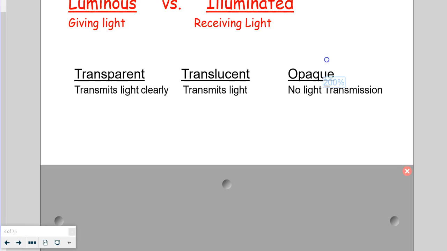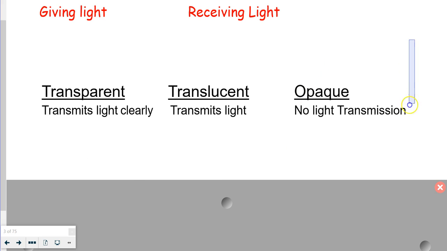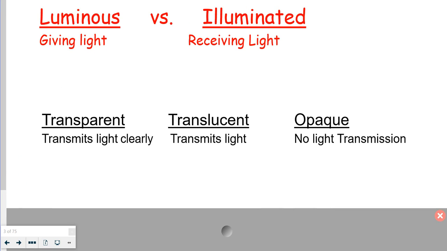Some other terms that we're going to want to know have to do with luminous and illuminated. Luminous means it's giving off light. A light bulb is luminous when you have it. The sun is luminous. Things that receive light are illuminated. So chances are you are illuminated by a light, or the moon is illuminated by the sun.